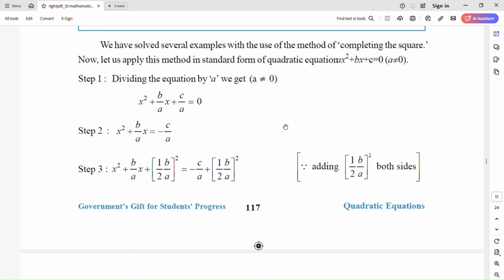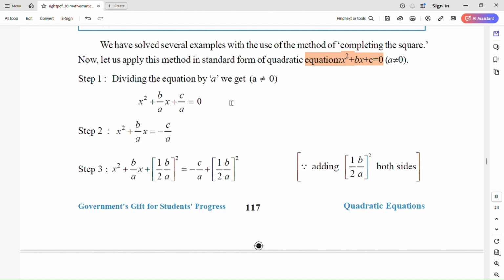We have solved several examples and seen how to find the roots of the quadratic equation by completing the square. Now let's take a general quadratic equation and solve it by completing the square, and let's see what the roots of a quadratic equation will be. As we know, the general quadratic equation is in the form ax² + bx + c, where a is not equal to 0, right?